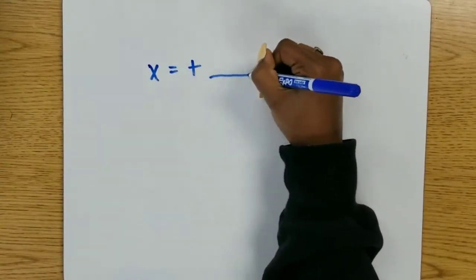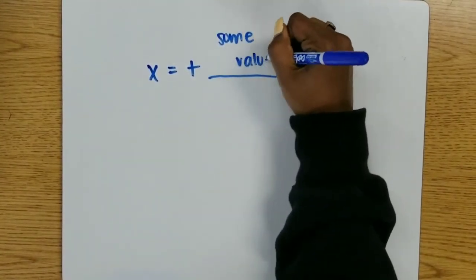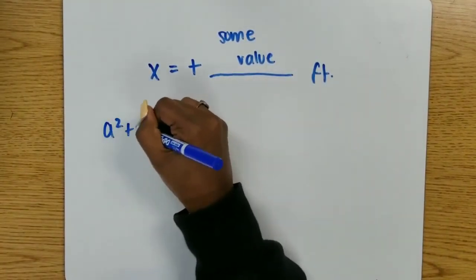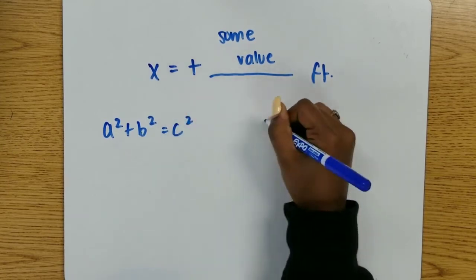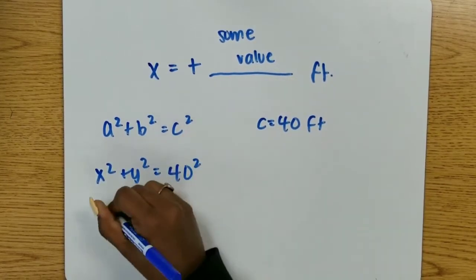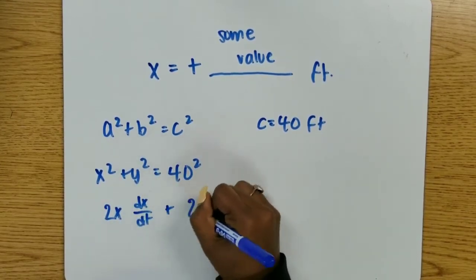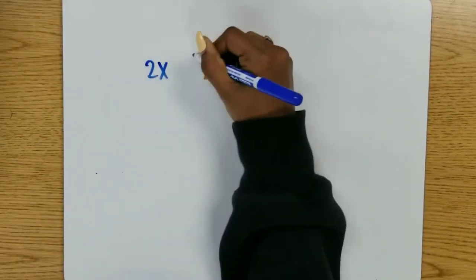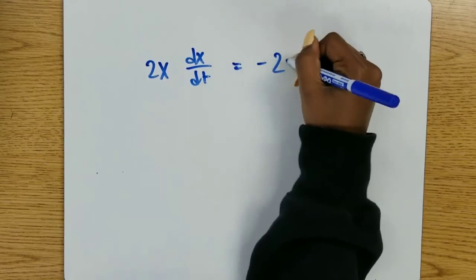Then we have to figure out what we are finding. We are trying to find x in this problem. Since it is a distance with a value greater than 0, x is equal to a positive number. Using what we know about triangles, the Pythagorean theorem can be applied to this problem. Plug 40 feet in for c because it is the given length of the ladder and it is the hypotenuse. Derive both sides of the equation and then isolate one of the rates on a side. This leaves us with dx dt is equal to negative y over x dy dt.